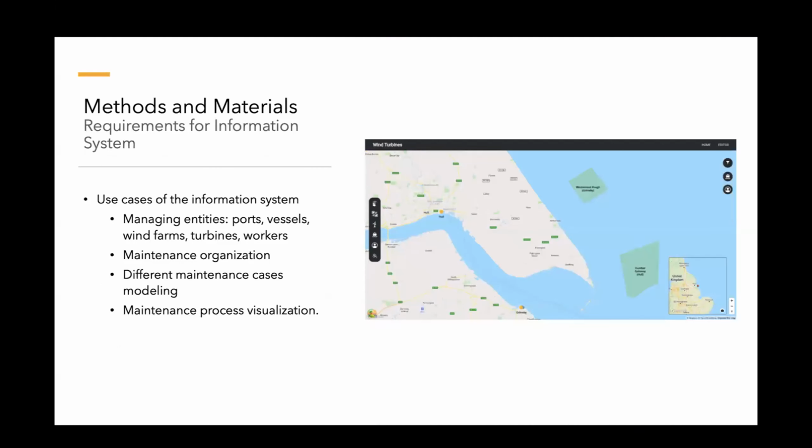The purpose of the developed information system is an automation of operators' work and decision support during the maintenance organization process. Also, we should provide convenient visualization on the user interface. And the planned use cases are managing entities such as ports, vessels, wind farms, turbines, and workers, maintenance organization, different maintenance cases modeling, and maintenance process visualization.